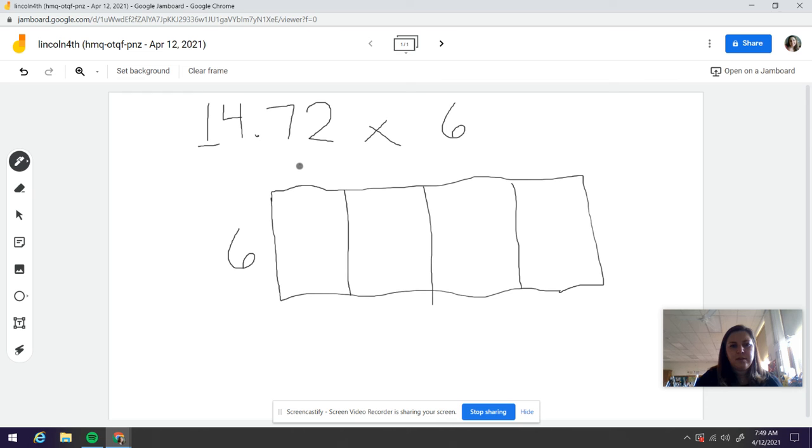The 1 is worth 10. The 4 is worth 4. The 7 is worth 0.7. And the 2 is worth 0.02. Those are just hundredths. Okay, now I can start multiplying. So 10 times 6 is 60. 4 times 6 is 24. 6 times 7 is 42.